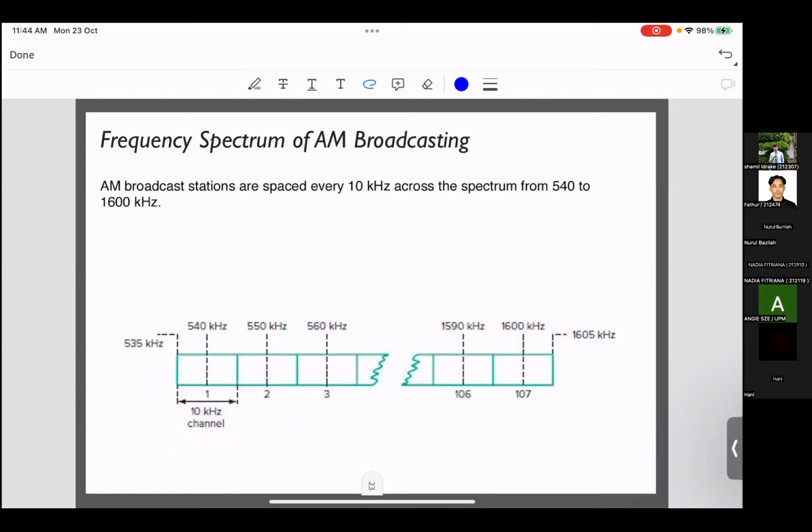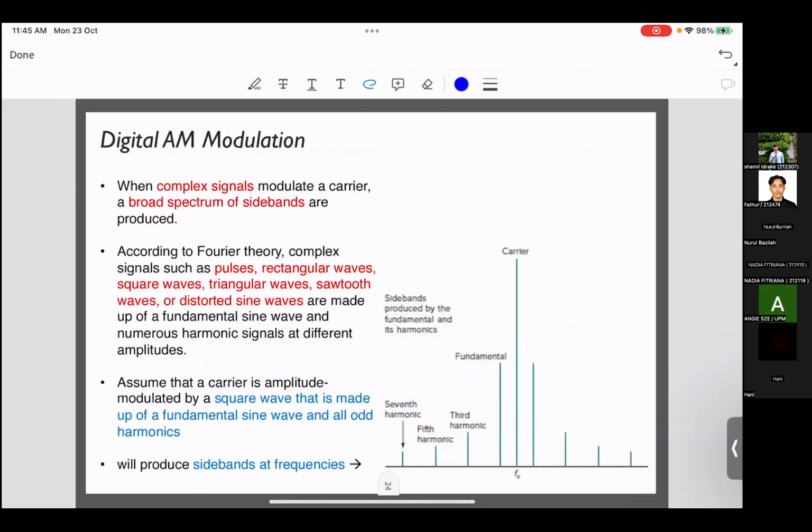For AM broadcasting, stations are spaced every 10 kilohertz across the spectrum from 540 to 1600 kilohertz. This is just an FYI, you don't have to memorize this. Here you can have one radio station, this is the second one, third one, and so on, spaced 10 kilohertz across the spectrum. Now we move on to our next topic, digital AM modulation.